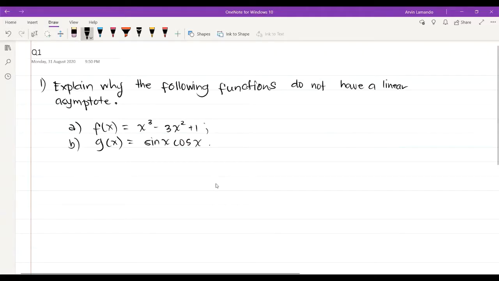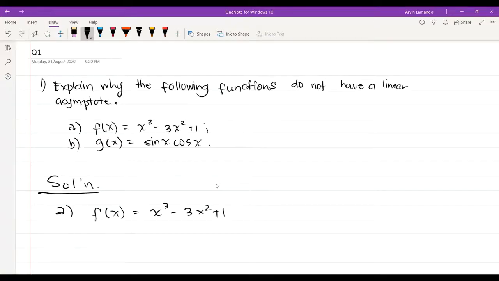For example problem number 1, it's asking us to explain why the following functions do not have a linear asymptote. So, solution for sub-item A, where f of x is given by the following polynomial function. We should show that it doesn't have any asymptote. So it should not have any horizontal, vertical, or oblique asymptote.